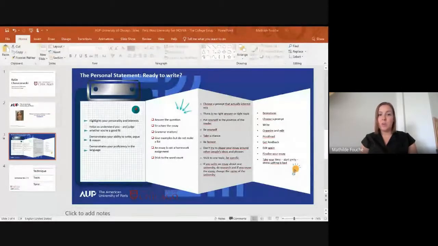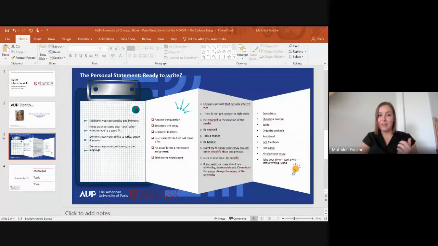Choose a prompt and answer the questions. We will pay attention if you're not responding to the prompt. So if you are trying to fit a subject within a prompt, maybe look at another prompt and see if that would be answered better with another subject. You might know all those tips, but it really matters. So that's why I'm repeating it.